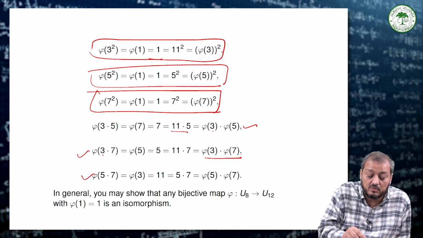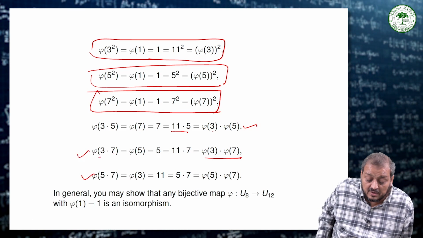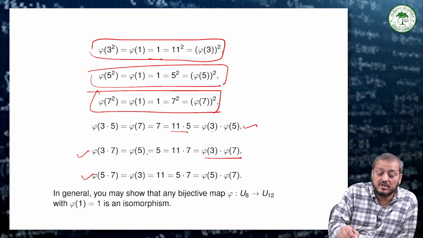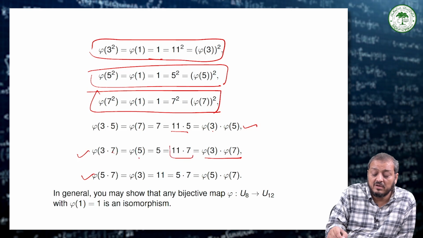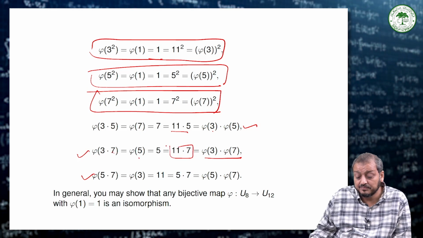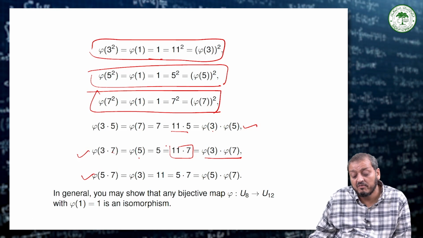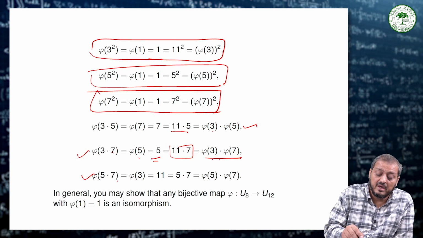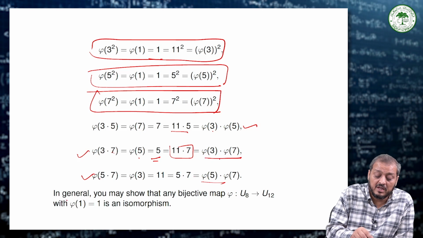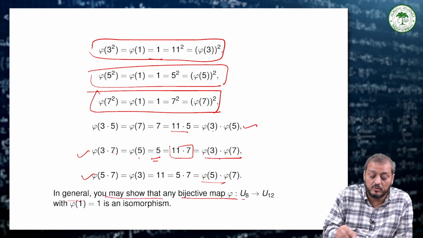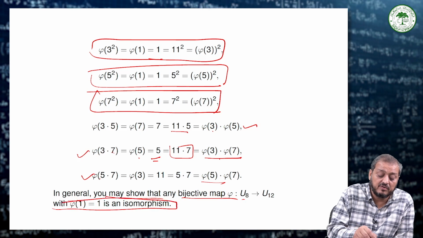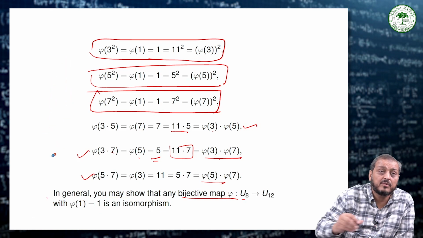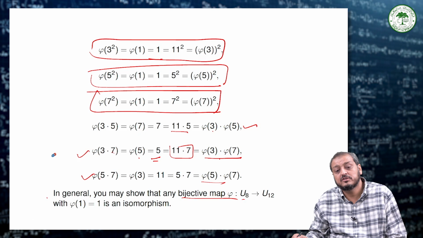Phi of 5 times 5 is equal to 5, because 21 divided by 8 leaves remainder 5, and 5 can be written as 11 times 7. 11 times 7 is 77, which again leaves remainder 5, so you can write it in this form. In general, you may show that any bijection from U8 with phi of 1 equal to 1 is an isomorphism. So we clearly show that this satisfies all the properties of an isomorphism.